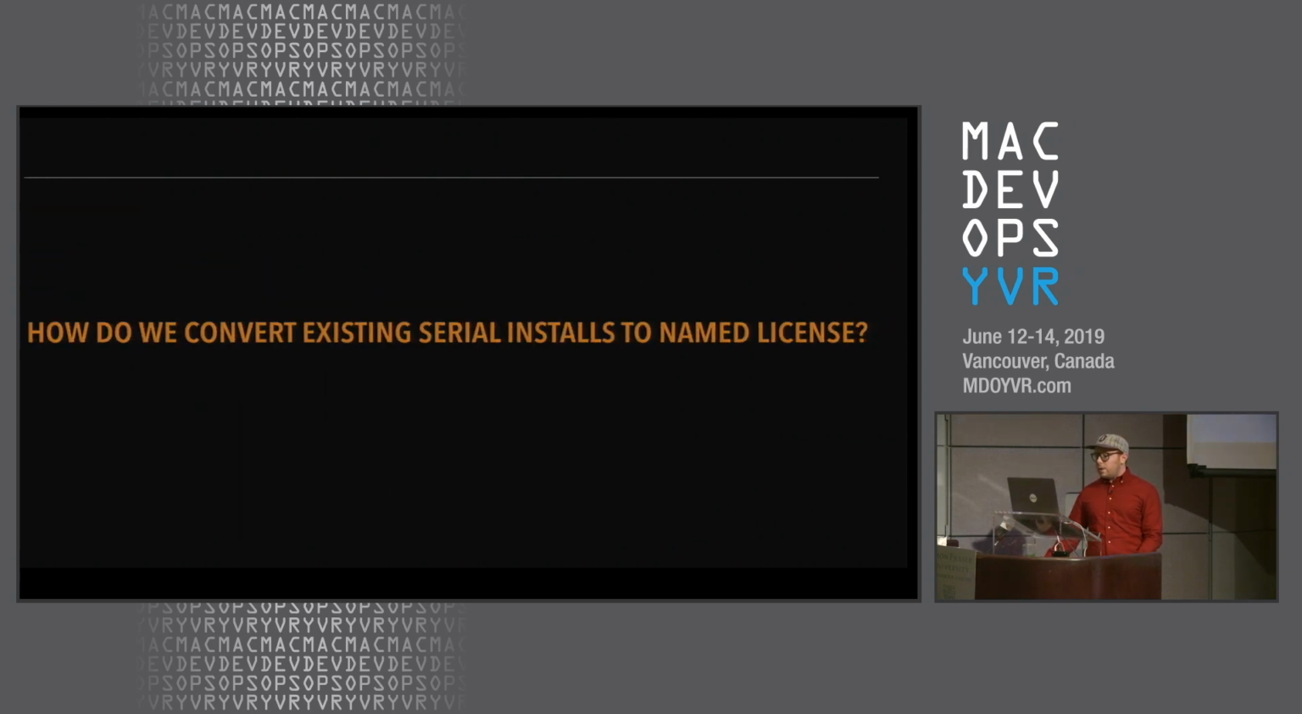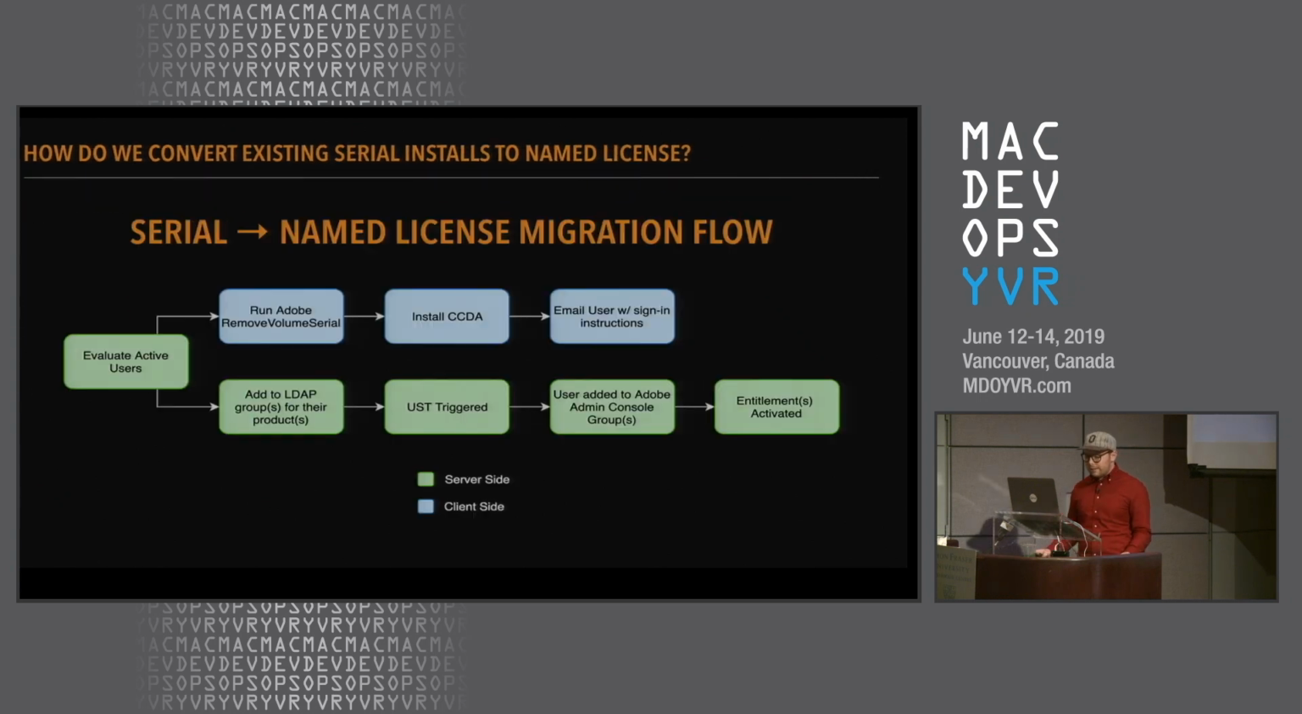Okay, how do we convert our existing serial installs to named license? So it's just figuring out what does that flow look like? And this is what that flow looks like. It starts with us evaluating who needs it. You can see in the blue is what's happening on the client machine, and in green what's happening on the back end on the server side.